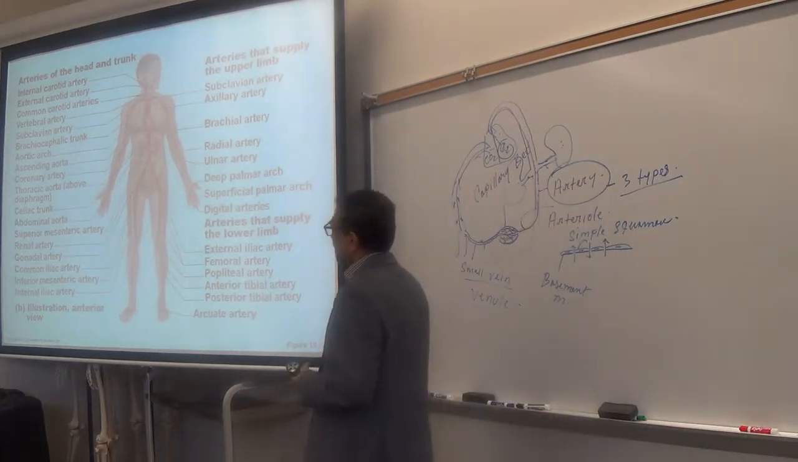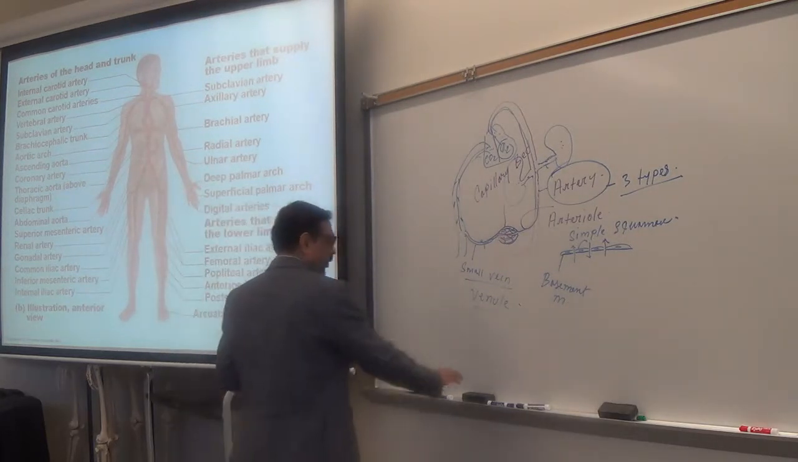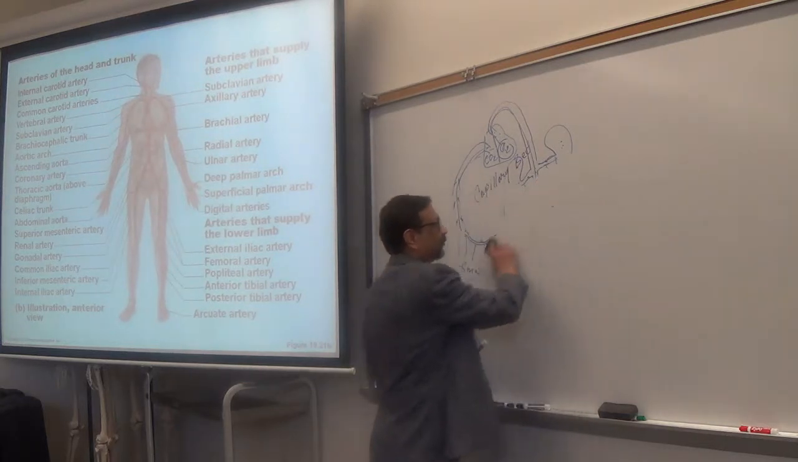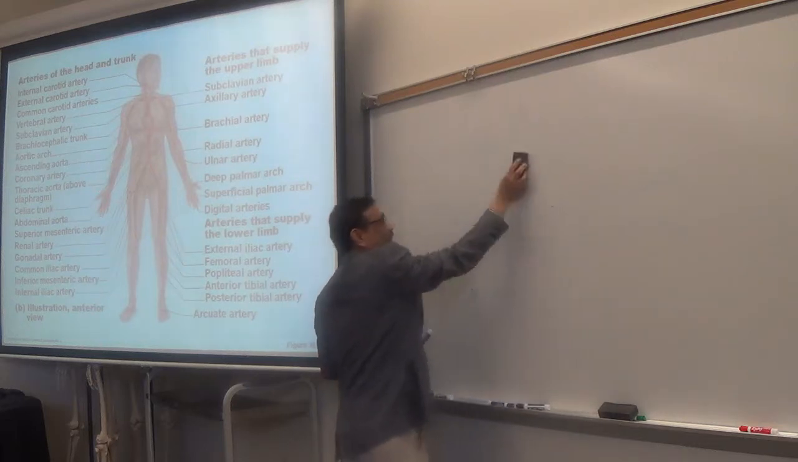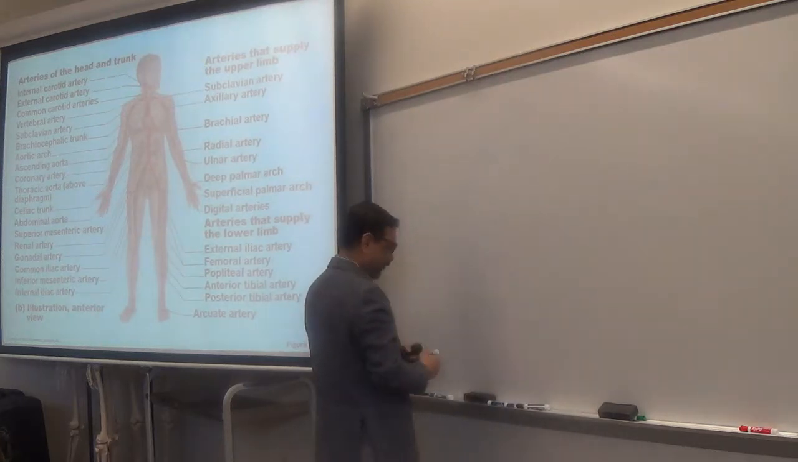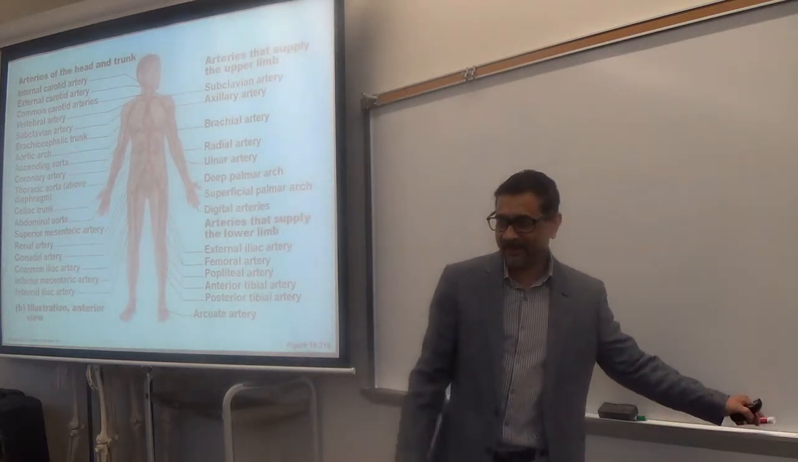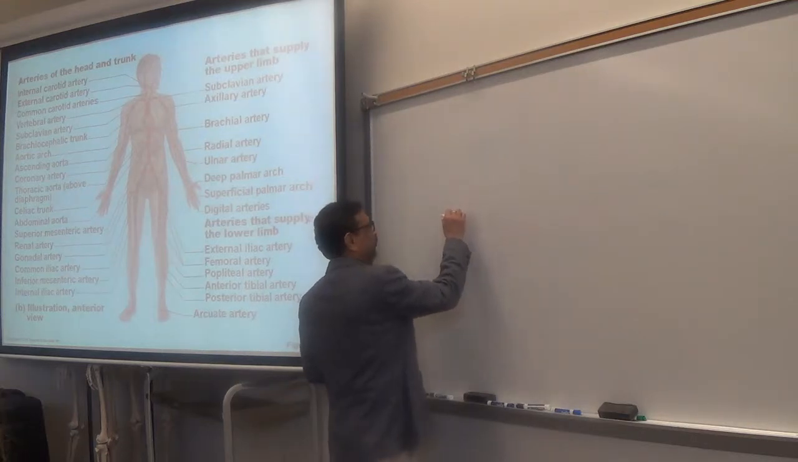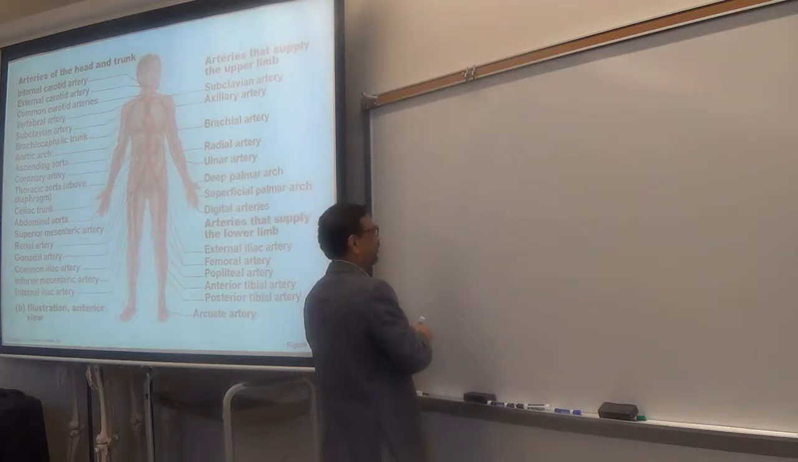So we'll start from the heart. Who takes the blood out from the left ventricle? The largest artery. Superior vena cava. I asked artery, you are answering vein. Aorta, yes, very good. This one is not working.